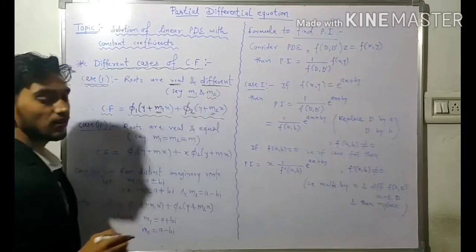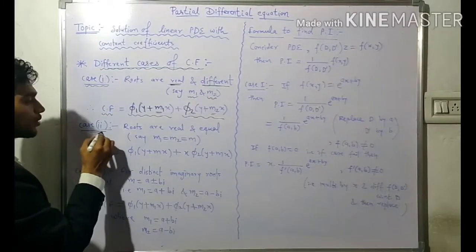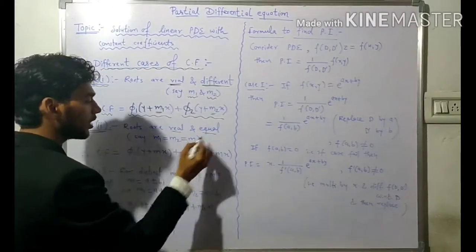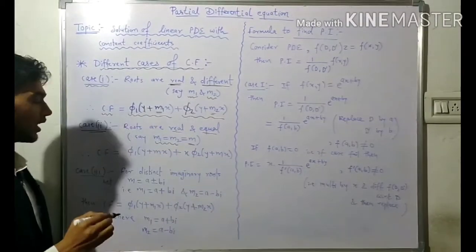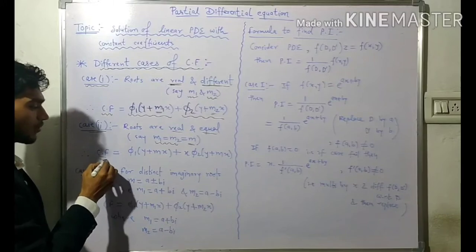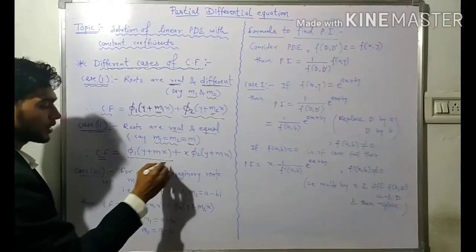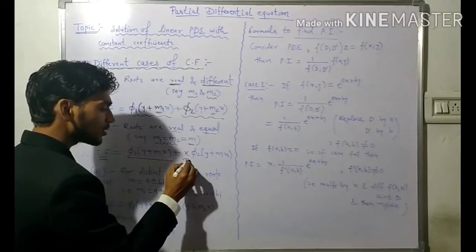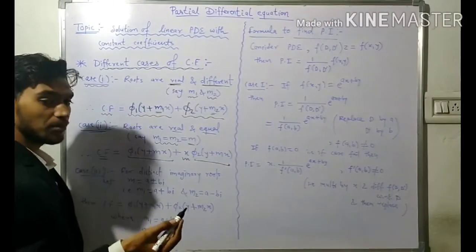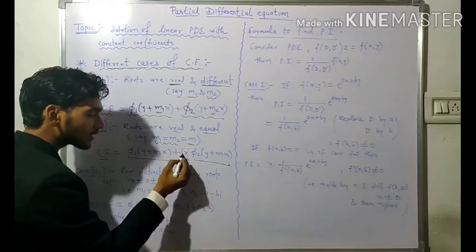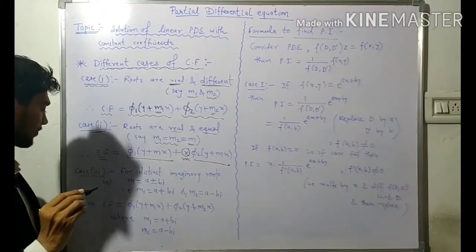Now case 2, if roots are real and equal, that is if m1 equals m2 equals m, then the complementary function is given by phi1 of y plus mx plus x into phi2 of y plus mx. As the roots are repeated, we will multiply by x in the second function.